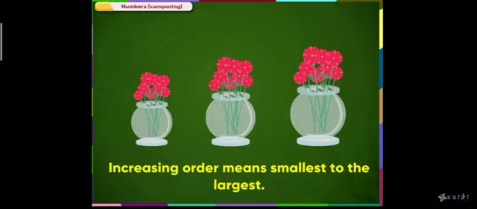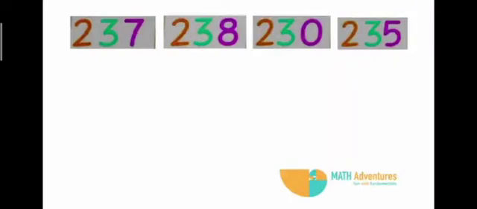So what does ascending order mean? Ascending order means arranging the numbers or arranging anything from smallest to biggest. Got it, everyone? So students, let's start with this example. In this example, we can see four numbers written on four strips, right? So first of all, let's read out these numbers.